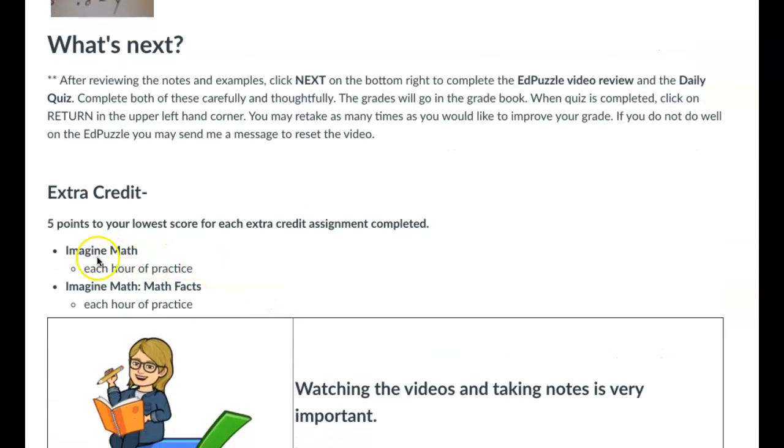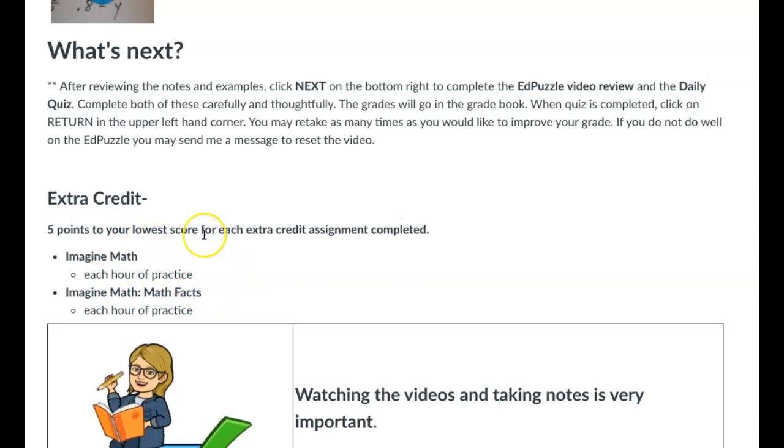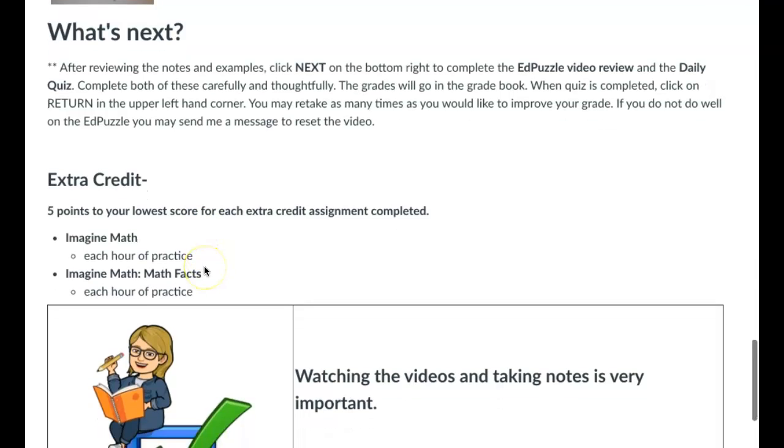So I need you to also be working on some extra credit by doing Imagine Math and Imagine Math Facts. These are both going to get you ready for the STAR test with some review of 6th grade skills. So please take the time and the effort to do these things.